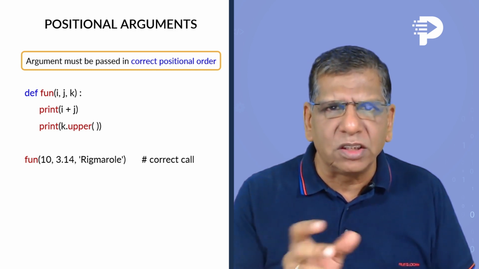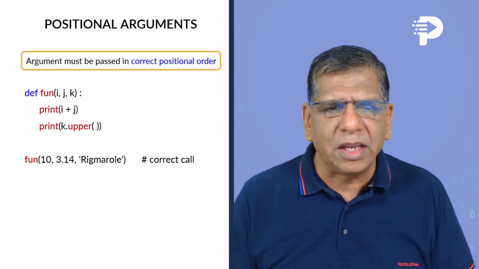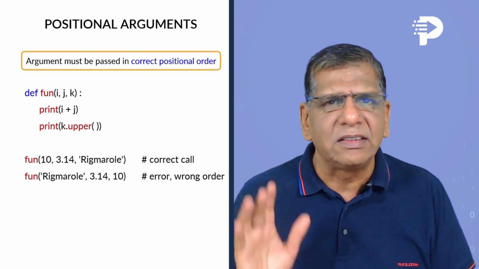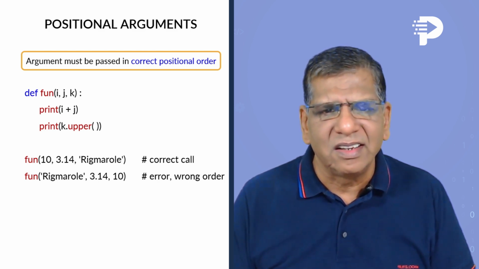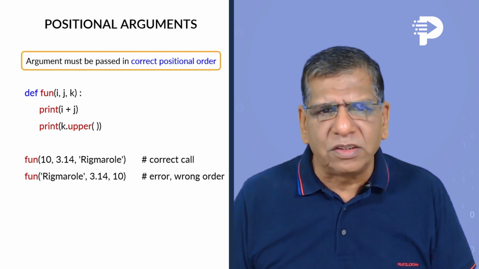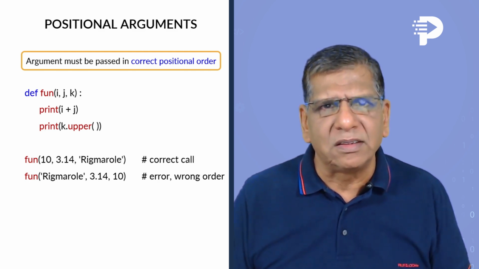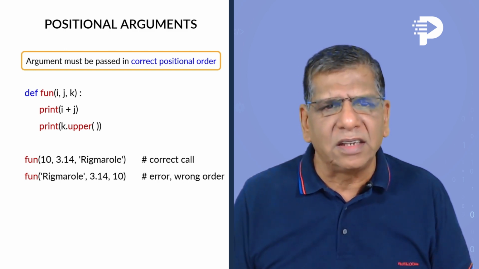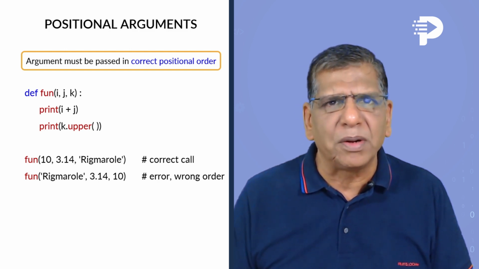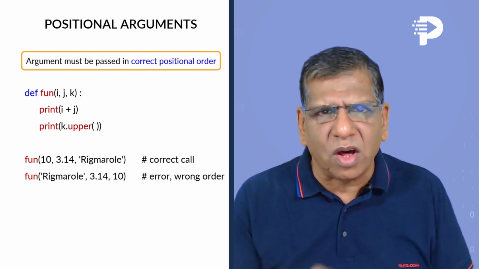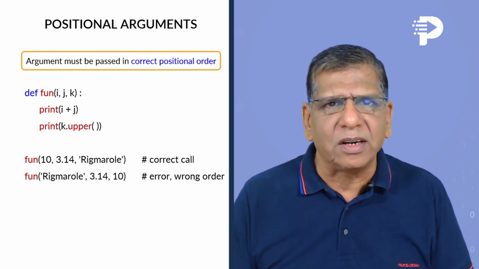However, if I decide to change the position of these arguments and make a call which says rigmarole, 3.14 and 10, this is going to cause an error. The reason is simple. Rigmarole is a string. If I do a string plus float, it is meaningless. Similarly, 10 that I am passing and collecting in k, it's an integer. There is no question of converting that integer to uppercase. So position means order in which you pass the argument becomes important. That's how positional arguments work.